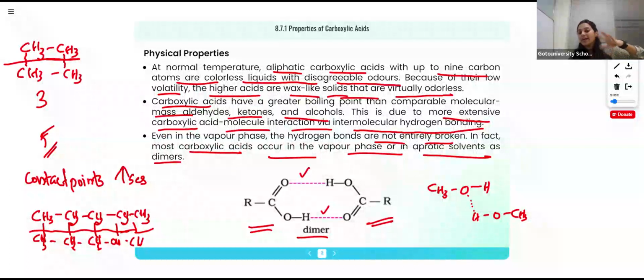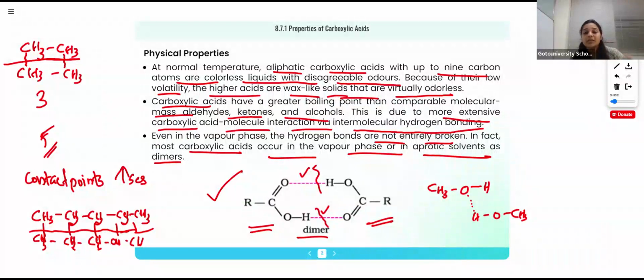Why? Because there are two hydrogen bonds per molecule. When you are converting, see, what is boiling and melting? We are breaking the force between the molecules. So if you want to convert this particular acid into vapor, you have to break the two bonds, right? Then only they will be free. They will be converted into vapor form.